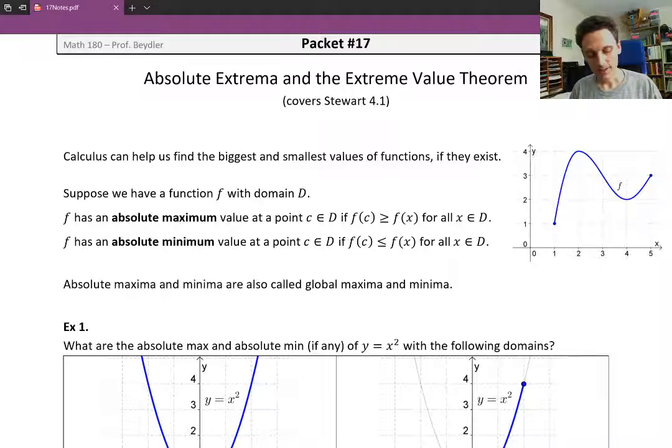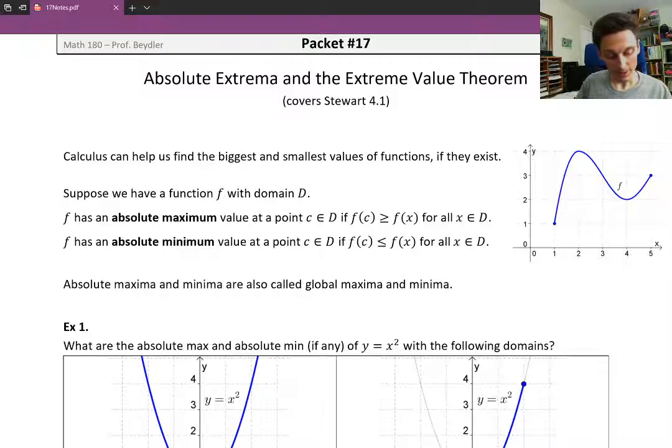Suppose we have a function f with domain D. Then f has an absolute maximum value at a point c in the domain if the function value at c is bigger than or equal to all other function values. So in the case of a local maximum, all we needed was to be the biggest function value nearby, but to be an absolute maximum, we need to be the biggest function value of all, bigger than or equal to, at least. For the absolute minimum, the reverse has to happen. We have to be the smallest function value out of all of the function values in the entire domain.